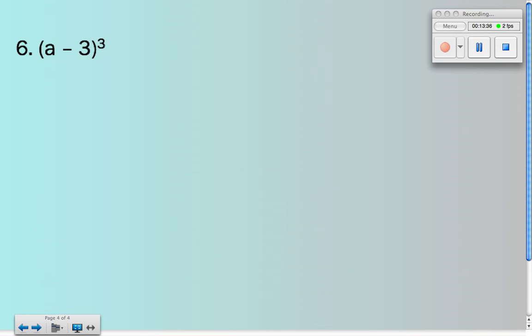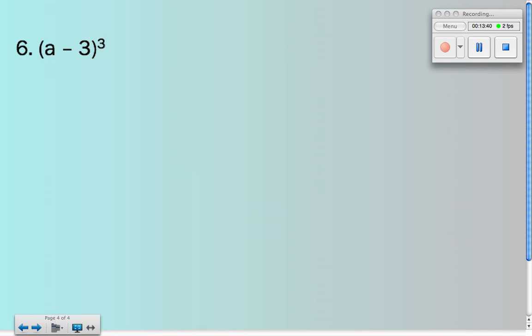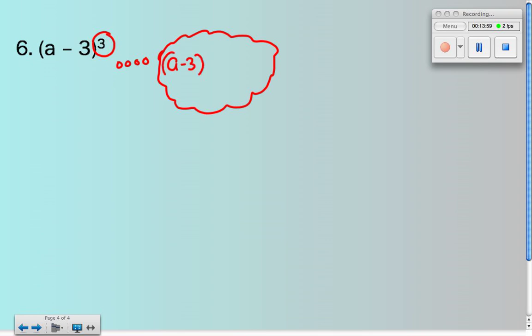Okay, last problem. Let's do this in red. This is saying cube. So you really have to think. That's your brain. And you really have to think that cube means to multiply by itself 3 times. So I really have a minus 3 times a minus 3 times a minus 3. That's the problem you have to do.